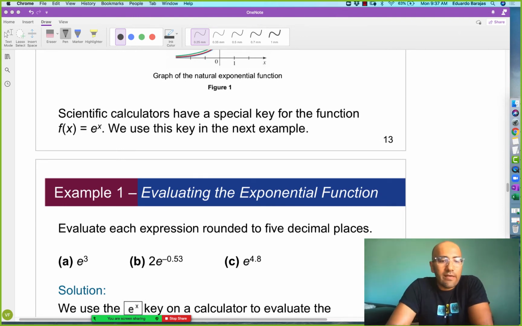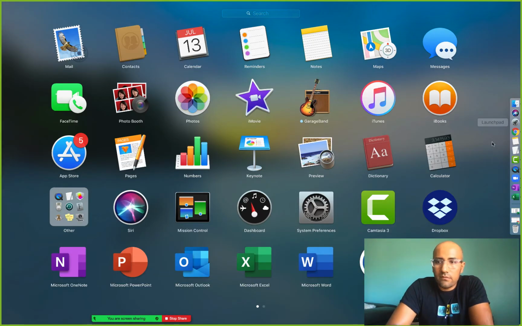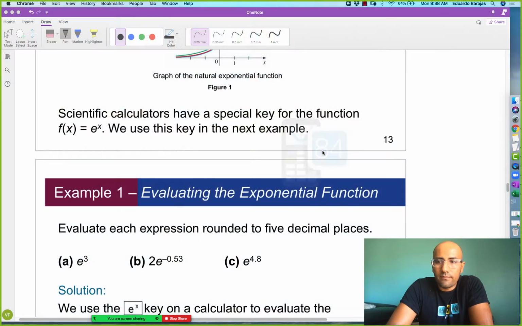expressions. So evaluate each expression, round it to 5 decimal places, and the intention here is to use your calculator. So just to make sure you know how to use your calculator. So let's use the calculator. Can I already have it open? Oh, thought I did.